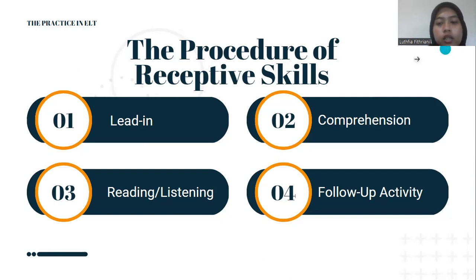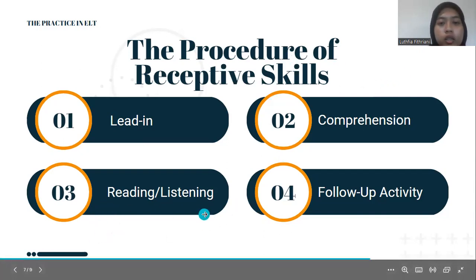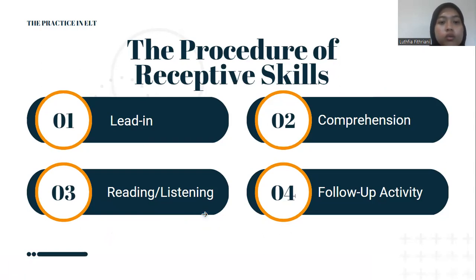The second procedure is comprehension. Comprehension is a procedure in which the teacher tells the students about the general understanding of the material. The third procedure is reading or listening. So if we want to teach the student reading, then the activity will be reading. Or if we want to teach the student listening, then the activity will be listening.